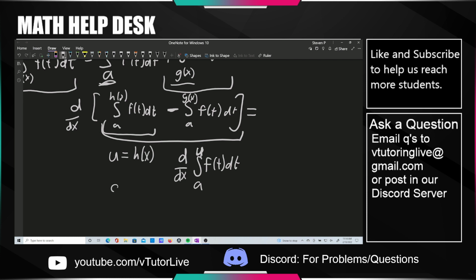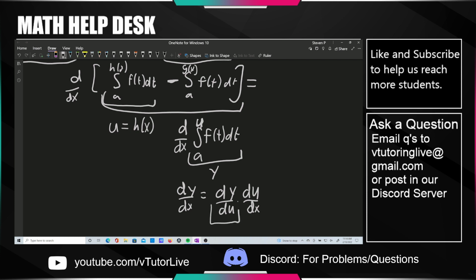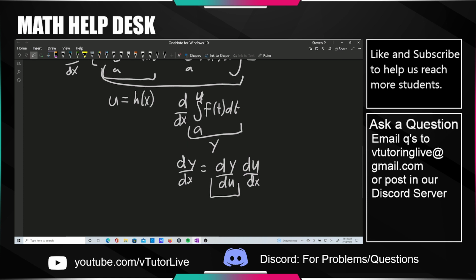So yeah, let's see. I think this turns into d/dx is basically the same thing as d/du. How do I want to express this? If we want to call this entire thing y, I think this just becomes dy over dx is equal to dy over du times du over dx. And at this point, dy over du basically just looks like this thing.